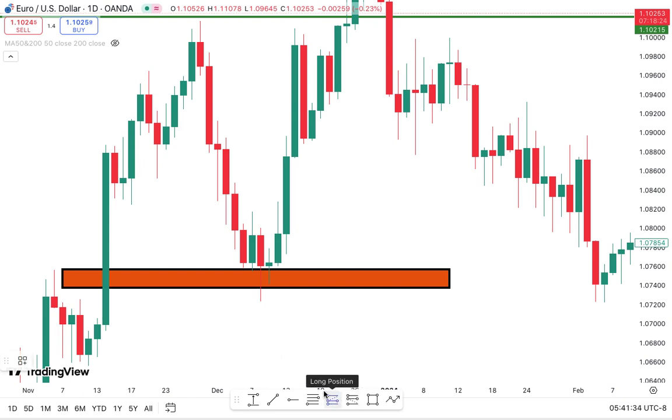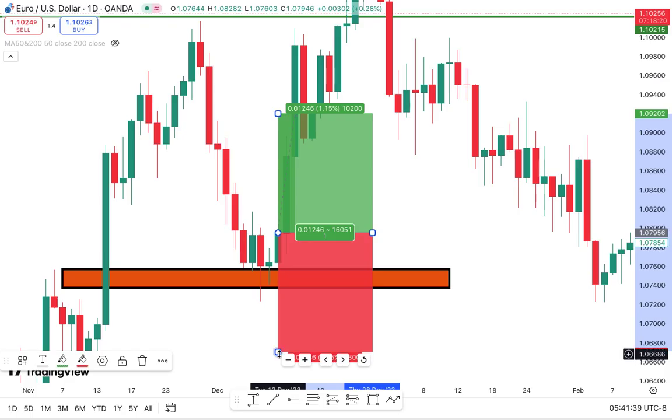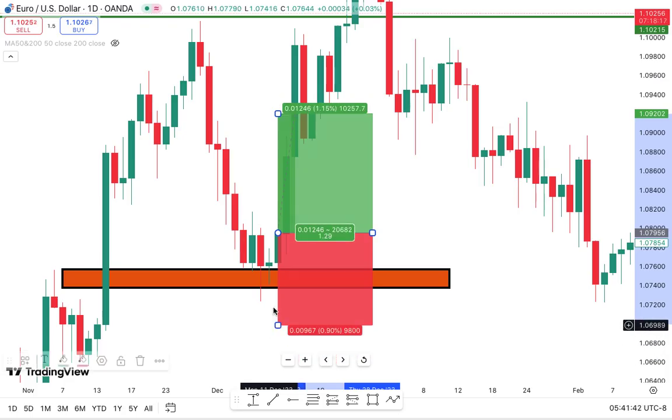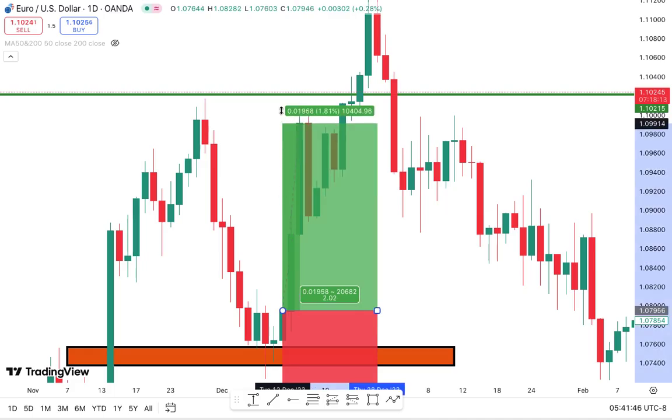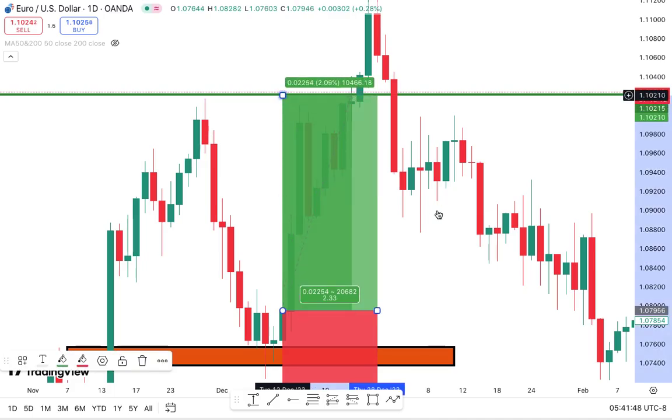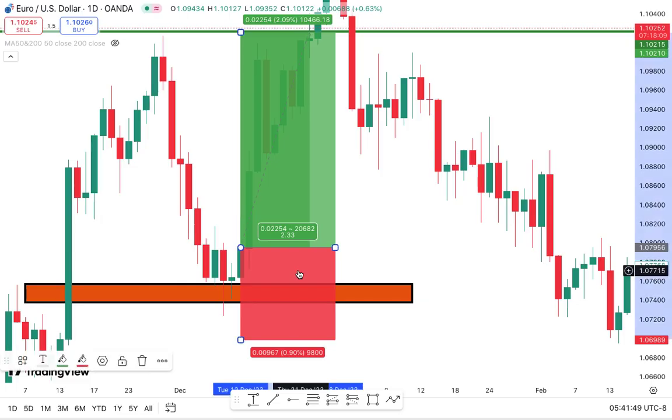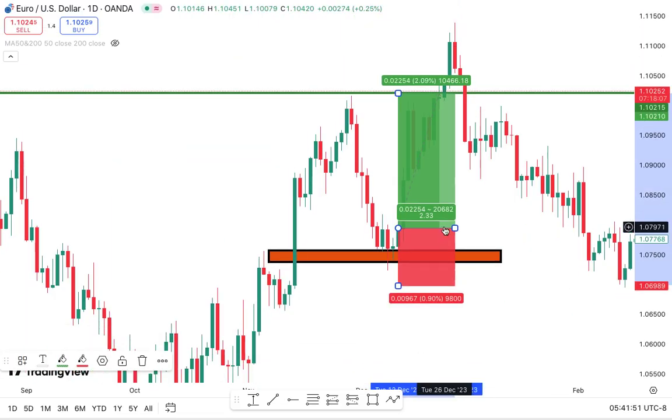All right. So it looks something like this. Entries are here, and then stops are somewhere around here, just a few pips below structure. Then you're targeting, again, the recent high, which is all the way up here. So this is a nice 1:2 risk to reward here, as you can see.